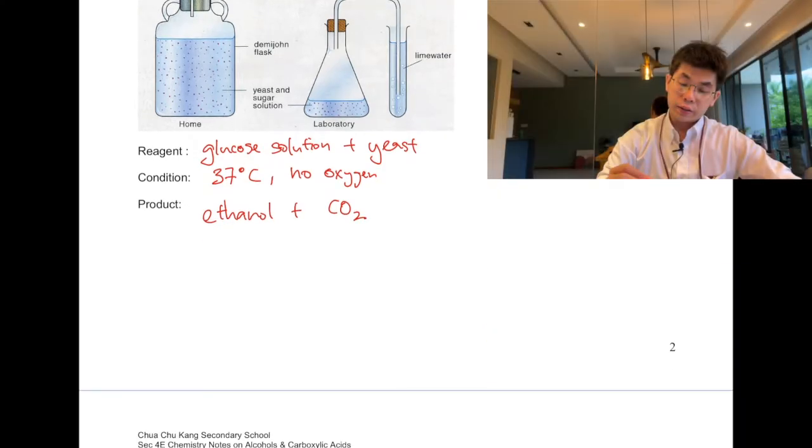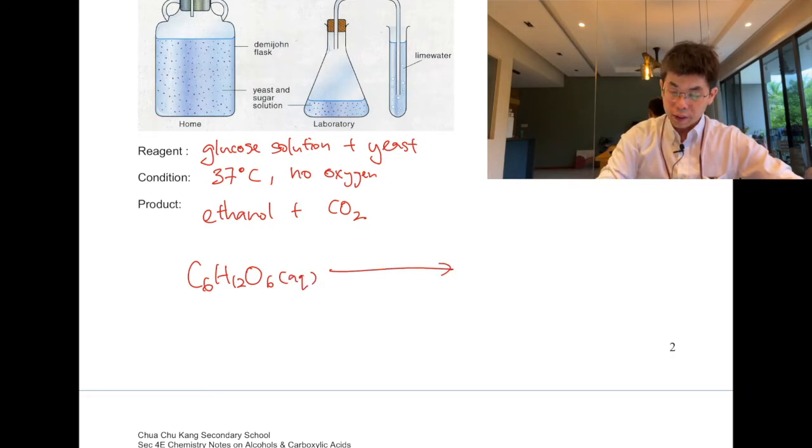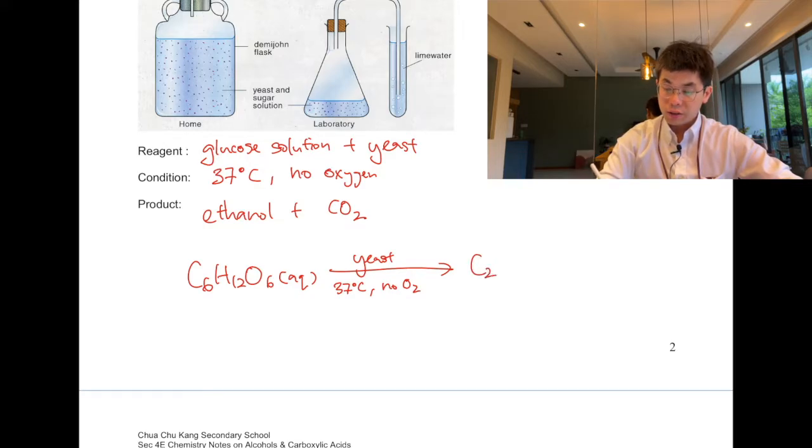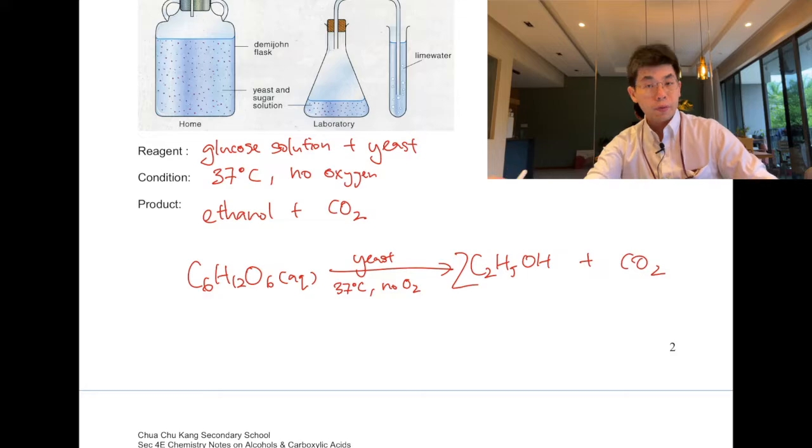Over here, we have the glucose solution. It is very important to put that it's a solution, and then it will require yeast. It will require 37 degrees Celsius and no oxygen. And you will form ethanol, which is C2H5OH plus carbon dioxide. You balance it out nicely, that will be a 2 at the front over here.